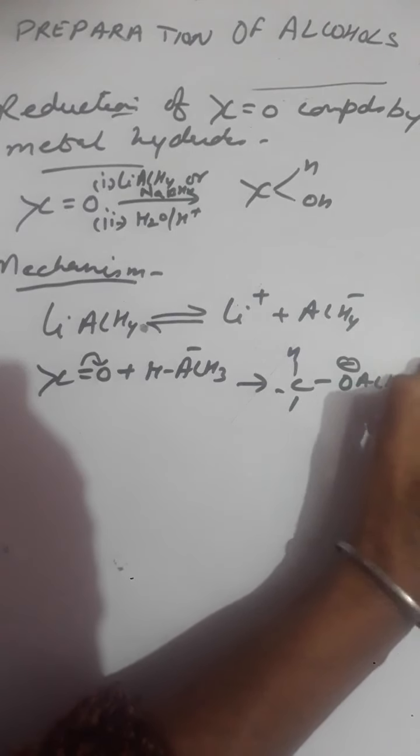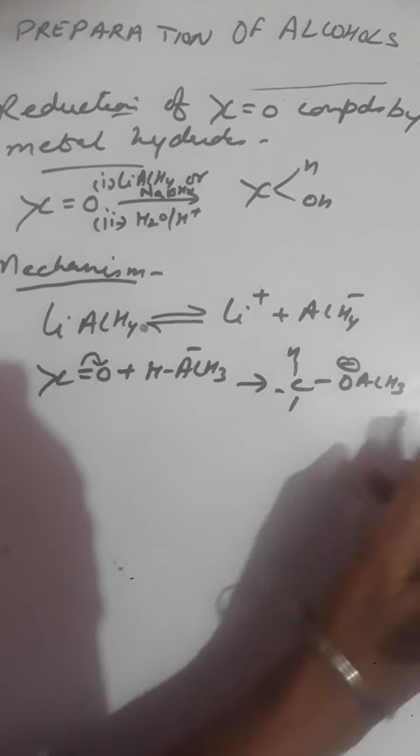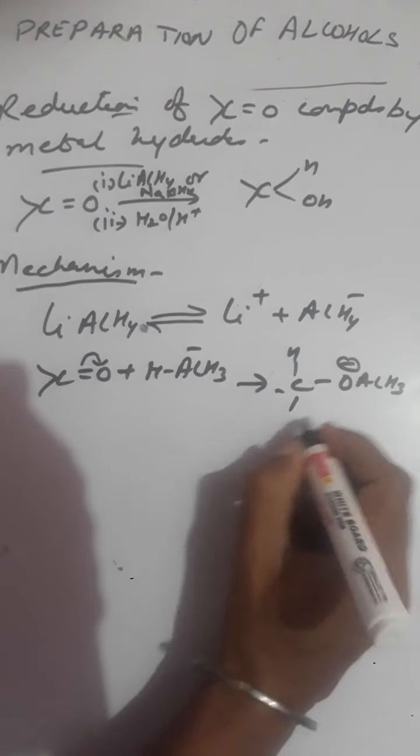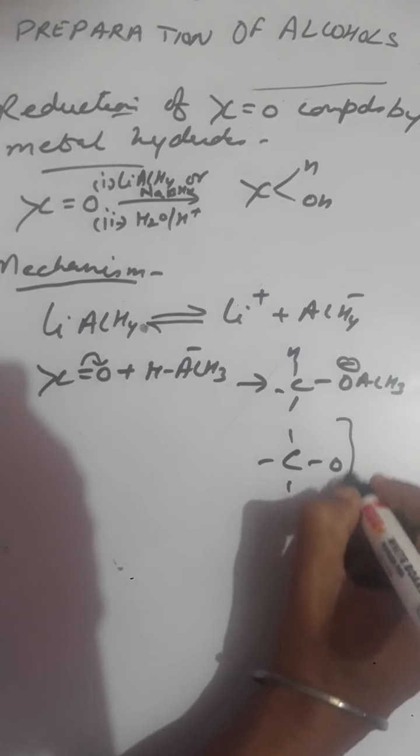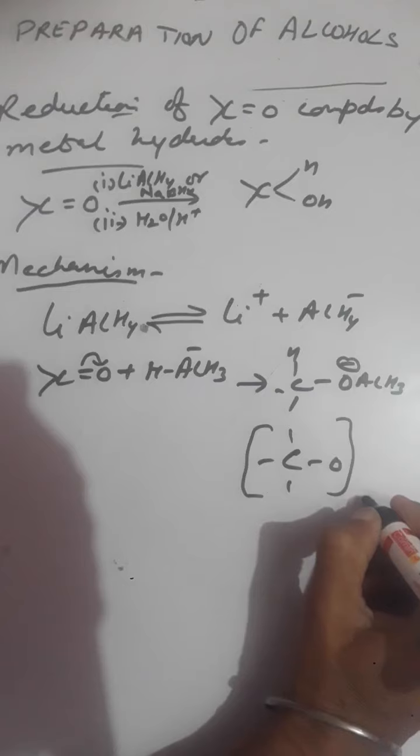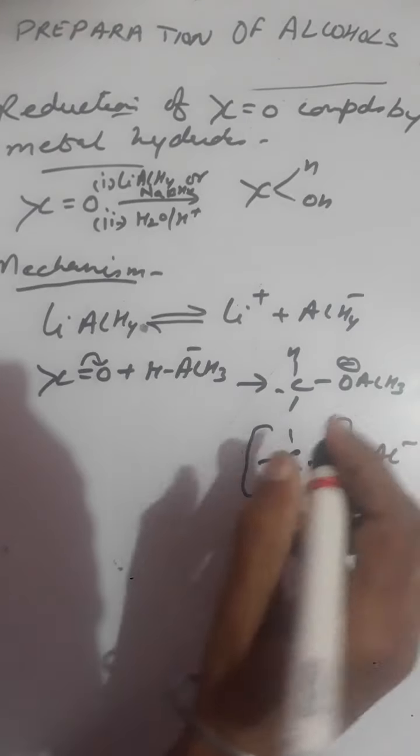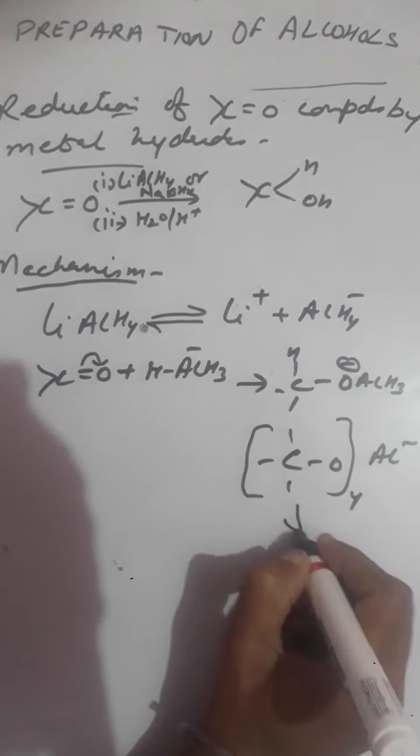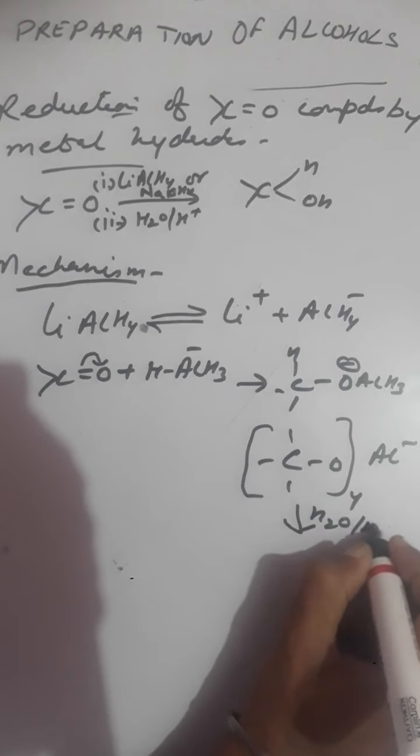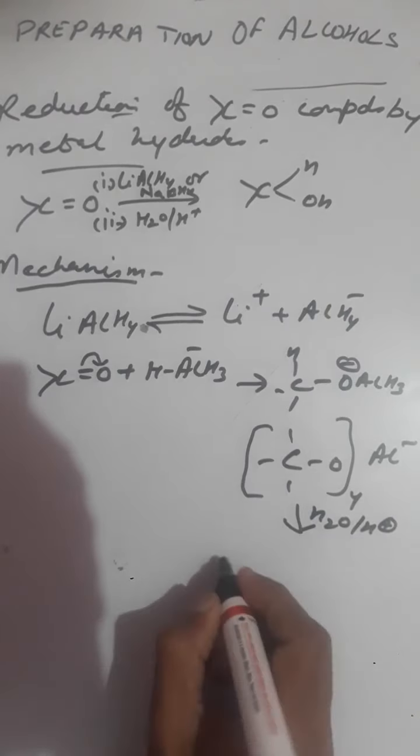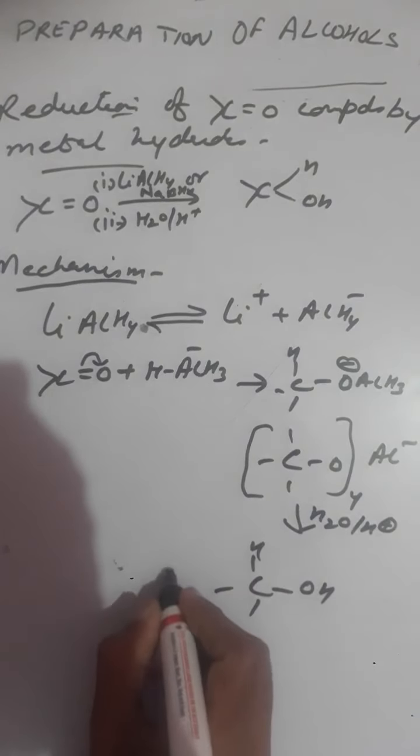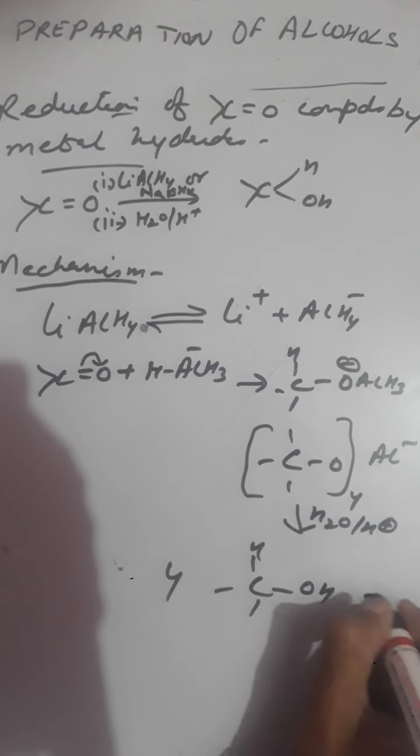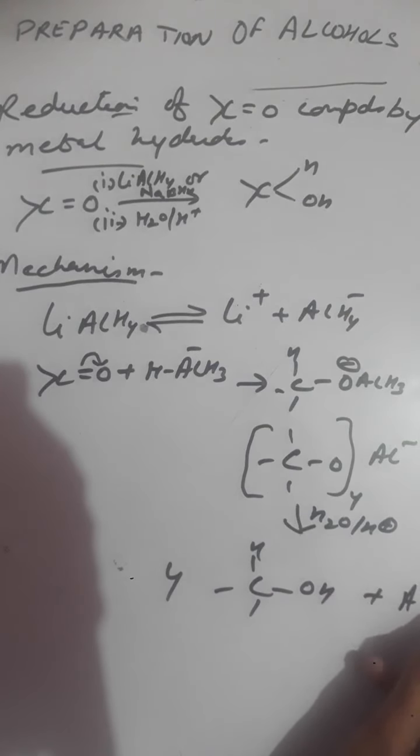AlH3, and further three molecules of this we are taking, and now you will get O Al negative. This will be hydrolyzed in the presence of the acid. We will get four molecules of alcohol with aluminium hydroxide. This was the mechanism with the lithium aluminium hydride.